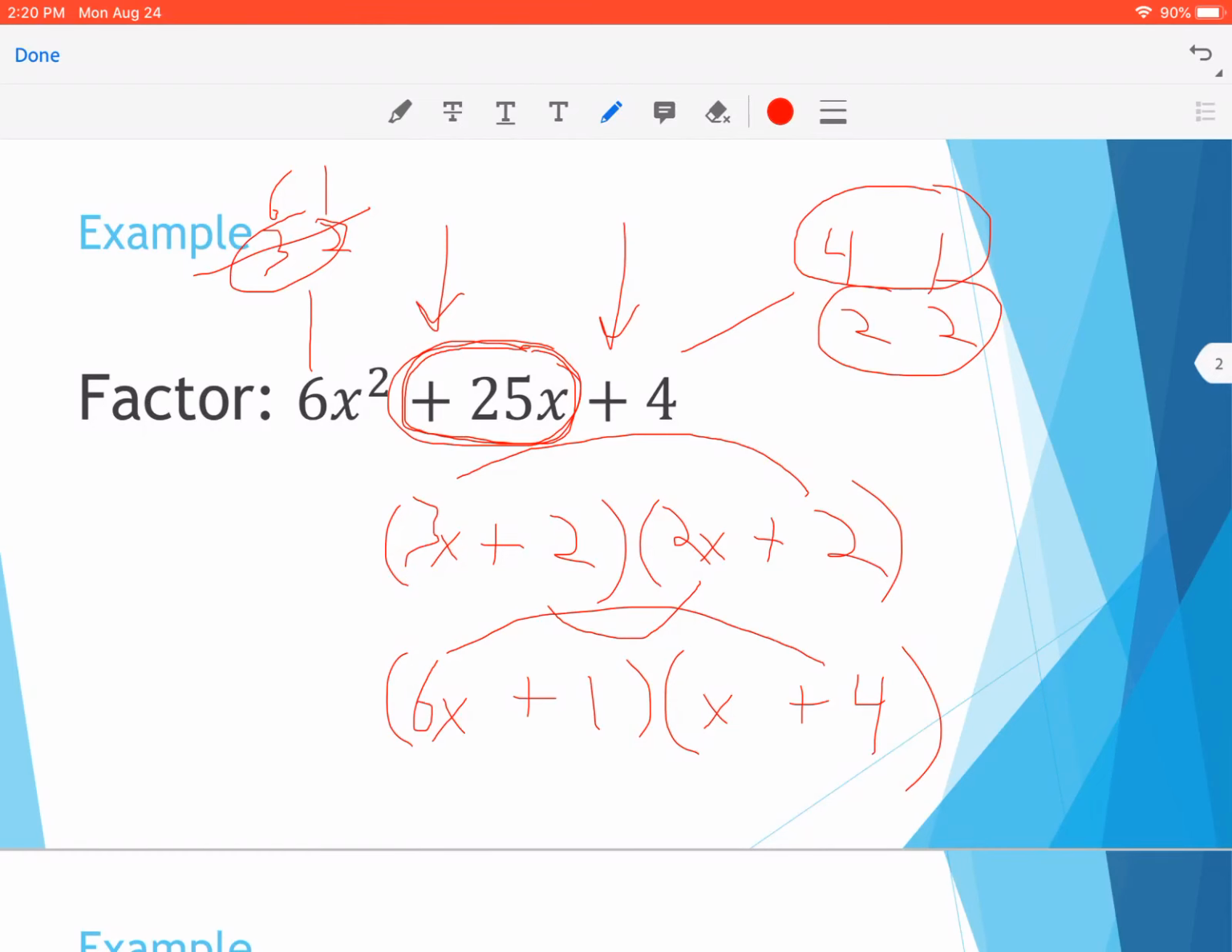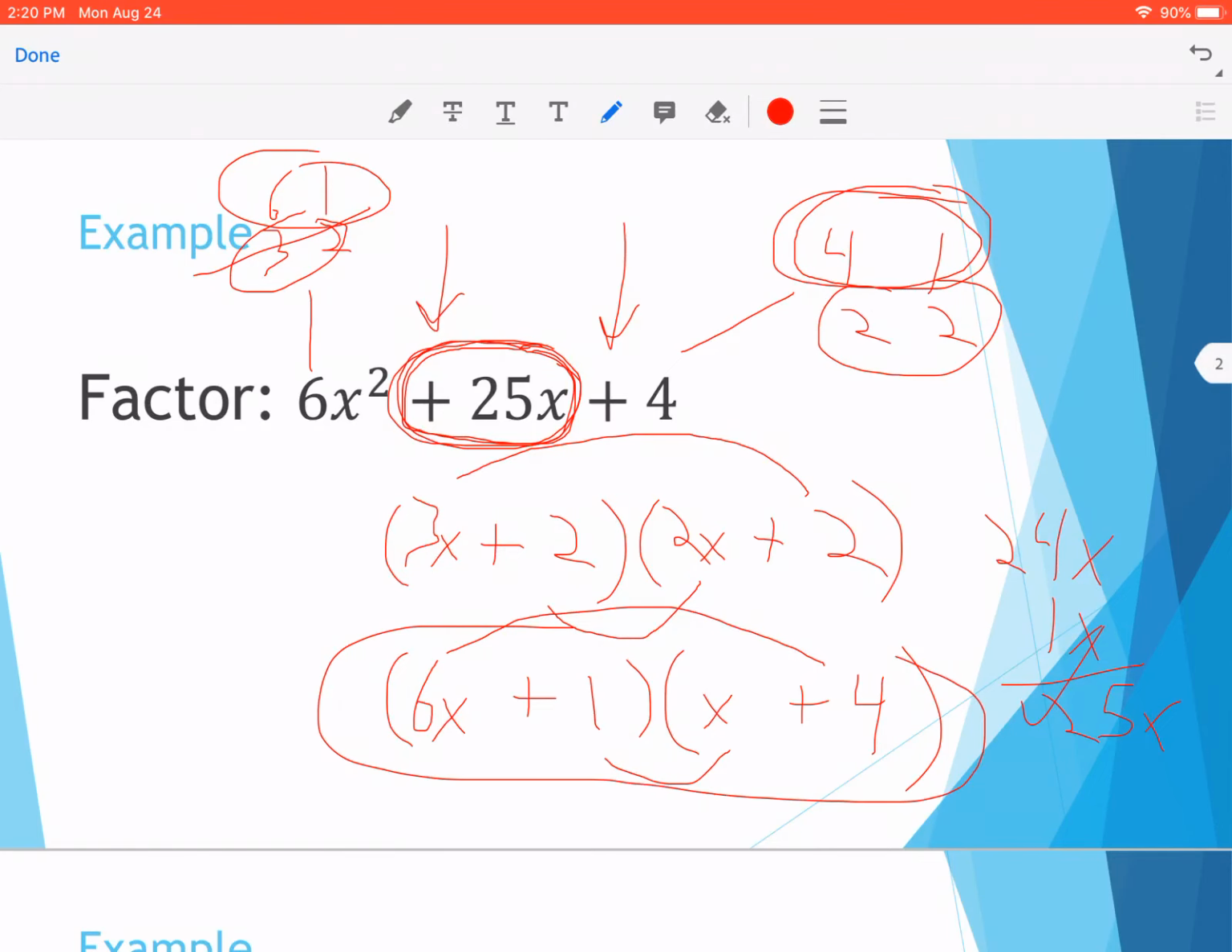6x times 4, that's 24x. 1 times x, that's 1x. That adds up to 25x. That's the match I was looking for. All right. So a lot of times, again, if you get a really high number here, try picking some high numbers here and here. All right, so there's your answer, 6x plus 1 and x plus 4.